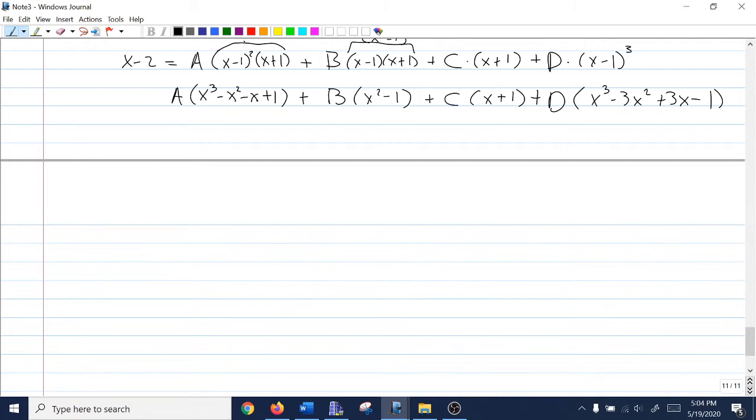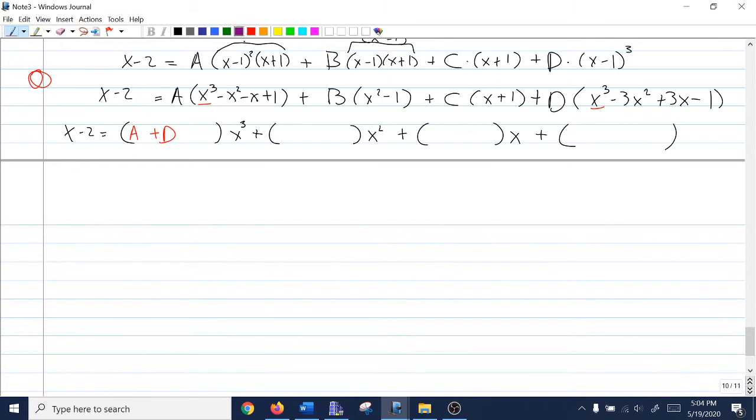And I want this to equal x minus 2. So I want x minus 2 to equal... How many x cubeds do I have? How many x squareds do I have? How many x's do I have? What's my constant term? My x cubeds: I have a x cubed, none, none, I have d x cubed. How many x squareds do I have? I have negative a x squared.